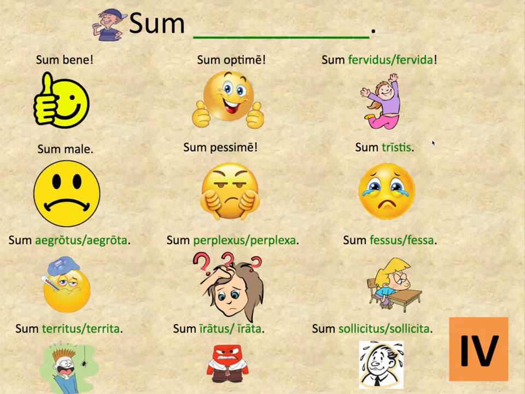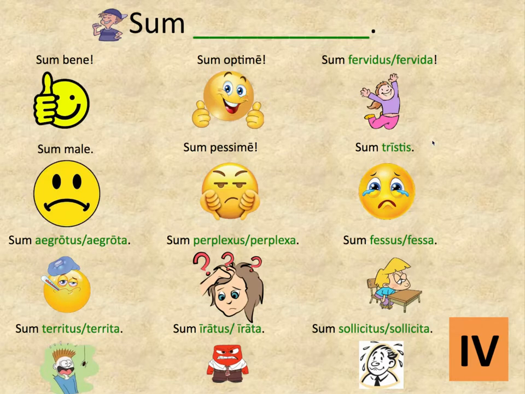Sum male. Now, don't forget, you point at yourself when you say sum, then you give me a thumbs down when you say sum male. One more time. Sum male. Good. The opposite of optime is pessime. So everybody give me 2 thumbs down and say sum pessime. Good. Don't forget to point at yourself when you say sum. Now we're going to pretend like we got some tears. Everybody, sum tristis.